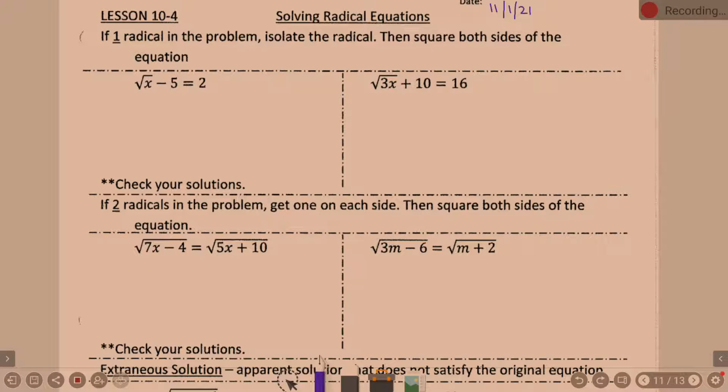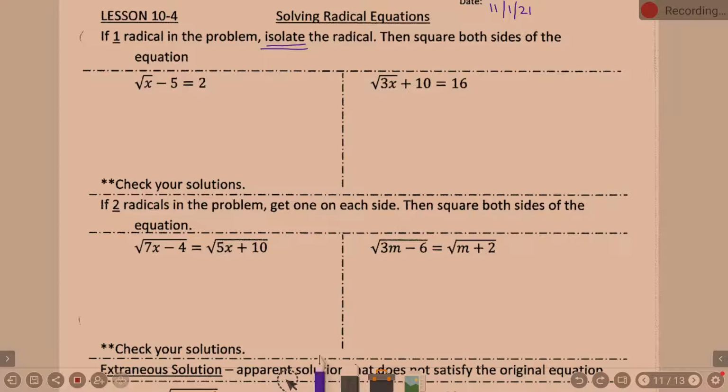And the first type, and this is probably what we'll just work on today, is if there is one square root, right? One radical, one square root. And if there is just one square root in the problem, our main job is going to be to isolate the radical. What do I mean by isolate? If we're going to isolate something, we're going to get it by itself. So we're going to get that radical by itself, and then we'll square both sides of the equation.